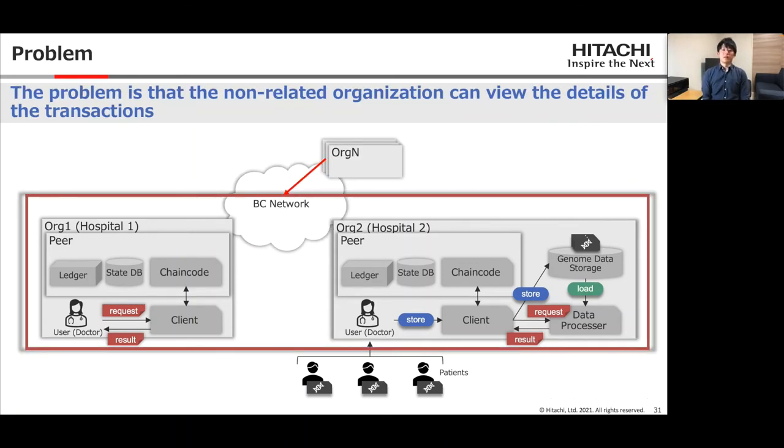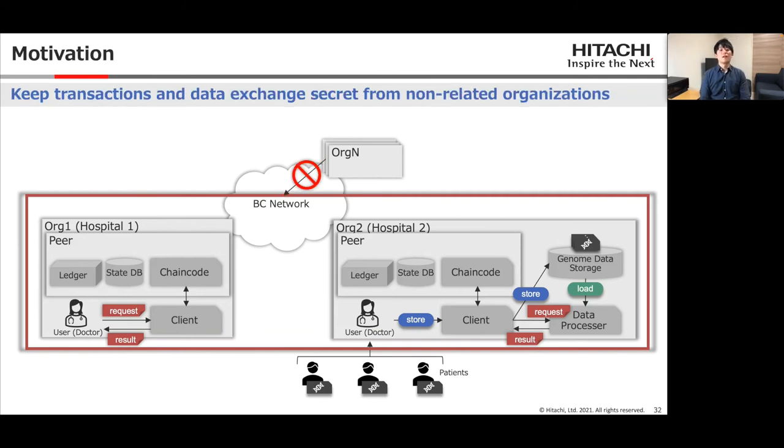Related work system architectures have a problem when handling sensitive data. The problem is that non-related organizations can view the details of the transactions. Our motivation is to solve the problem by keeping transactions and data exchange secret from non-related organizations.